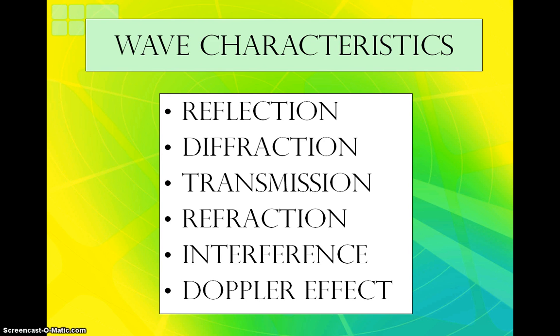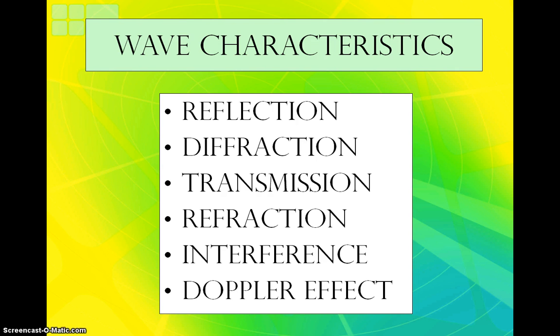So this is a list. Some of them you will recognize from before, some of them may be new. So we have reflection, diffraction, transmission. Refraction is a new one. This kind of has to do with transmission when we talk about light. Interference, and the Doppler effect. So all of these characteristics can be observed because light demonstrates wave properties.